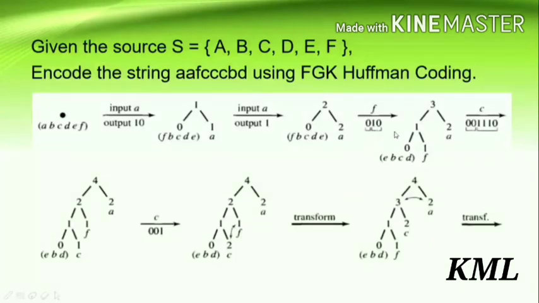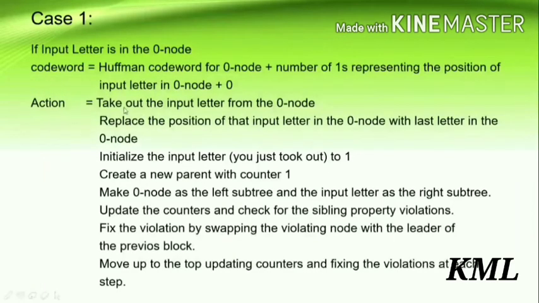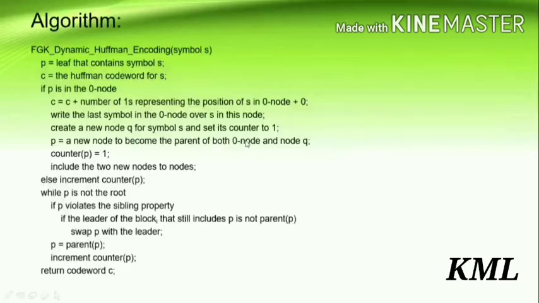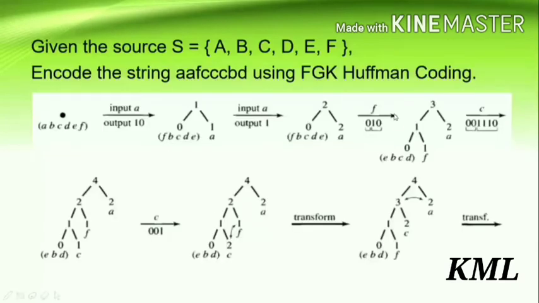Now you have to perform the updation of the tree. Okay, so what do we do? Take out the input letter from the 0 node, replace that position with the last letter in the 0 node. Okay, so see here, we take this f out, replace that position with the last letter, that is E. See here, we have E here and f taken out. Now this 0 node goes down. Okay, so see here, this goes down.